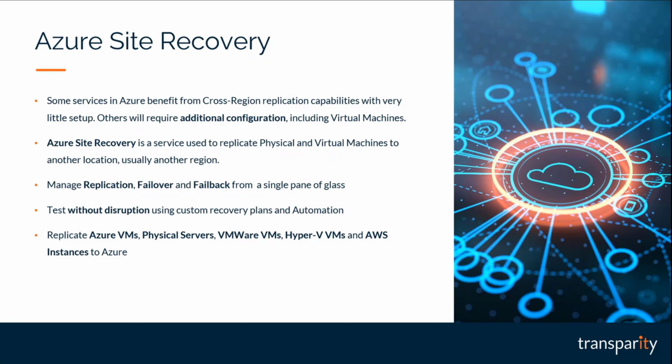So as it mentions there, some services in Azure benefit from cross-region replication. Some of them do. For example, some of the load balancers do, but most of them require additional configuration, especially virtual machines. And ASR is a service that will allow you to do that. It will replicate virtual machines or physical to another location, but usually a region. Usually you're using this service, ASR, to protect from regional failures.